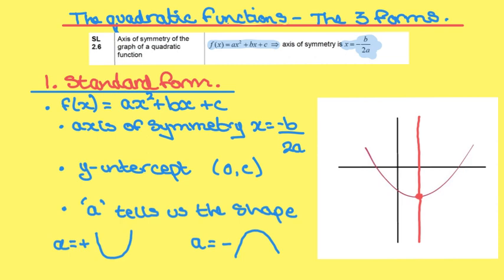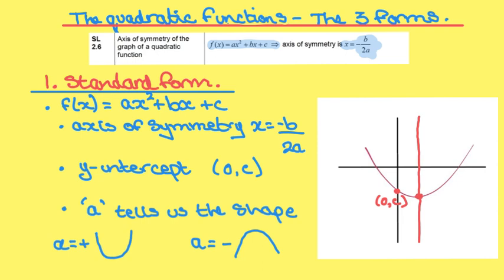You can also, from this form, find the y-intercept. You know that the y-intercept is equal to 0, c. And remember, the y-intercept is where the quadratic crosses the y-axis. So that point is always 0, c. So if you have a quadratic written as f of x equals ax squared plus bx plus c, you know that the y-intercept is always at the point 0, c.